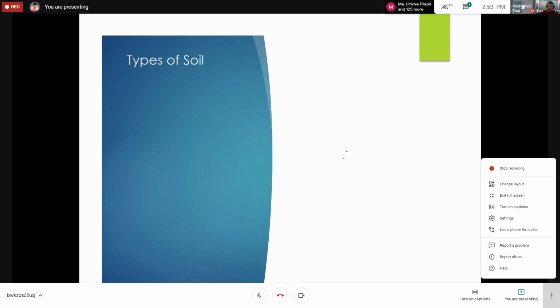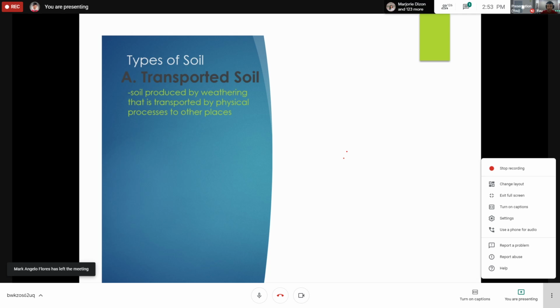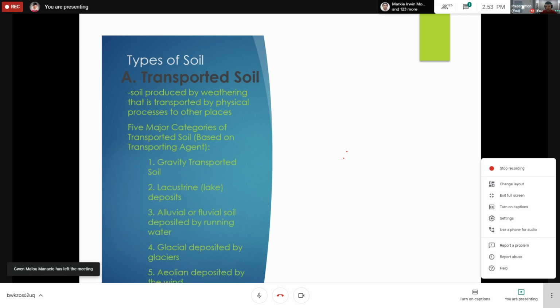Okay, so let's go to the different types of soil. So the first type of soil is what we call the transported soil. So obviously from the name itself, gikan sa iyahang weathering process, it is being transported into different places by, of course, different transporting agents. So we have five. So the first one is your gravity transported soil.